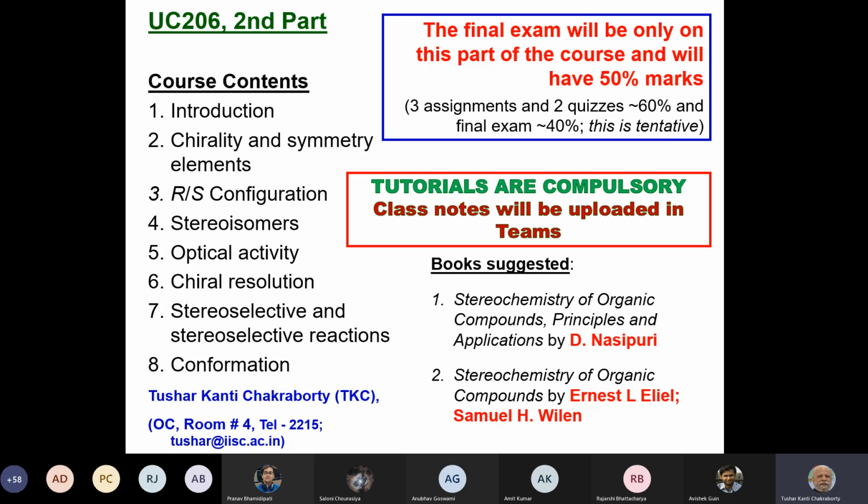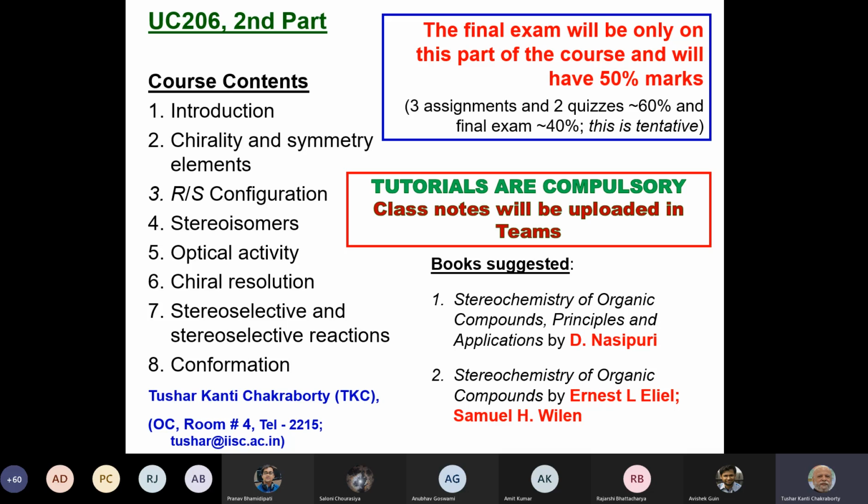And as you can see here, the final exam of this course will be only on this part of the course, because whatever you have learned in Professor Biju's course has already been taken care of. This will have 50% of the total marks of the course, and we'll have about 3 assignments for you and maybe 2 quizzes, which will be roughly 60%, and the final exam will be 40%. So the total will be 100%. Out of that, 50% marks will be added to Professor Biju's part, and then gradings will be done.